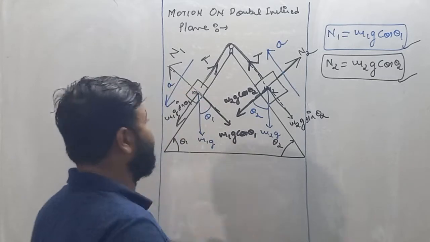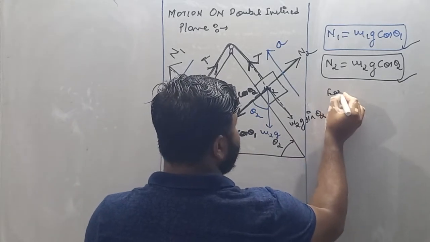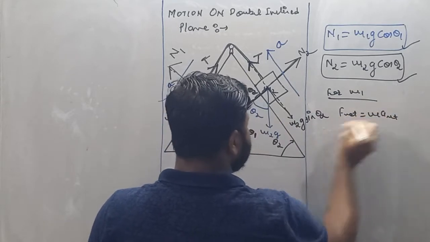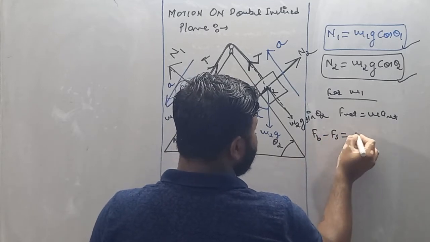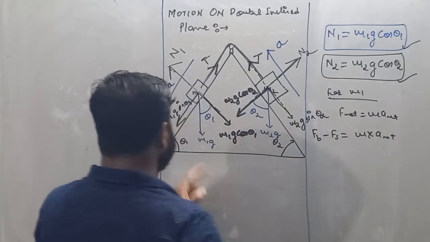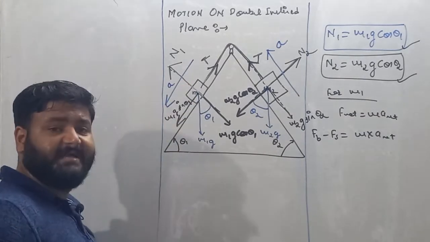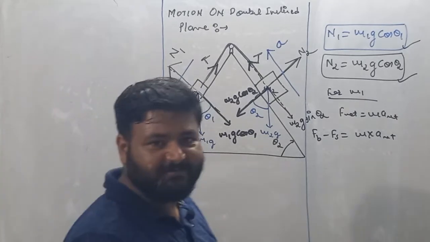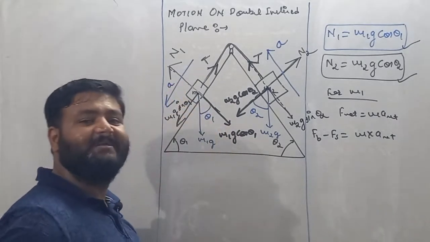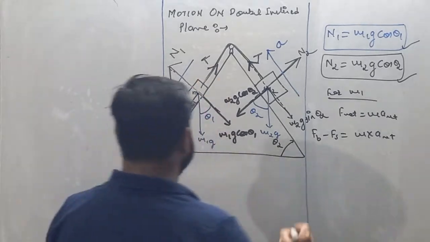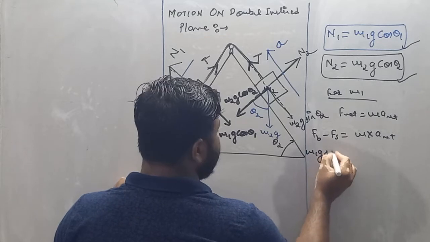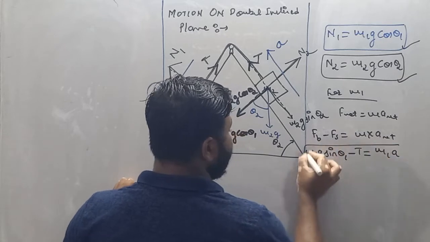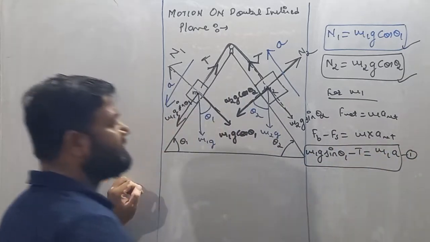is taking place. So let's write, for the m1 block, F net is equal to m a net. So F net means bigger force minus smaller force is equal to m a net. The bigger force is that force which is along the direction of acceleration. See, acceleration is in the downward side, m1g sin theta 1 is in the downward side. It means m1g sin theta 1 is the bigger force compared to tension. So I'll write m1g sin theta 1 minus tension is equal to m1a. This is, my dear student, our first equation.